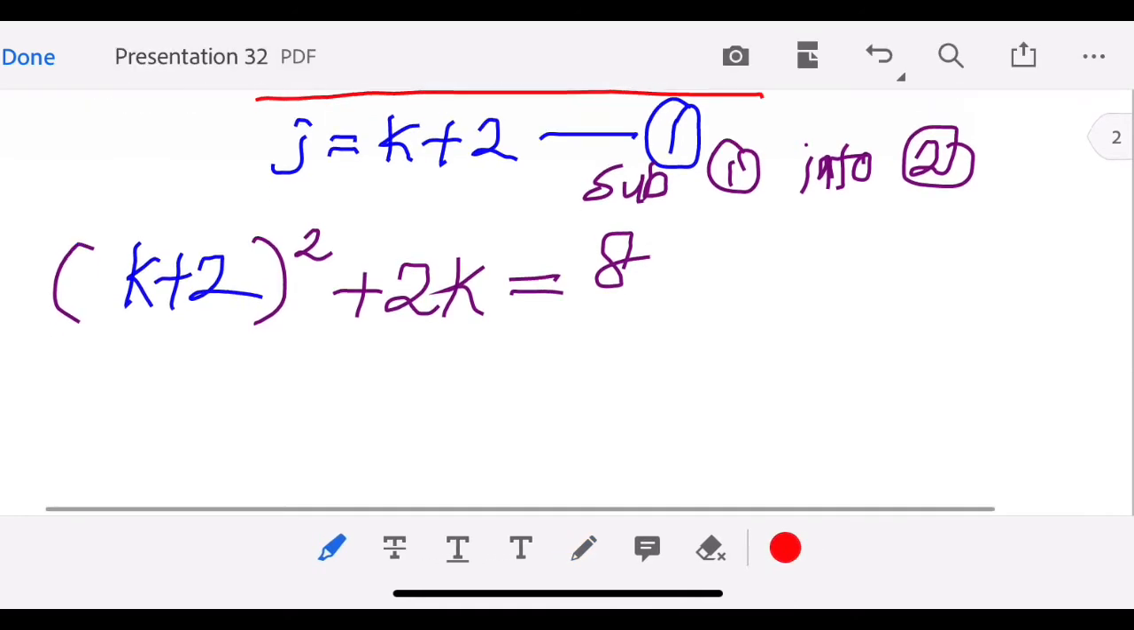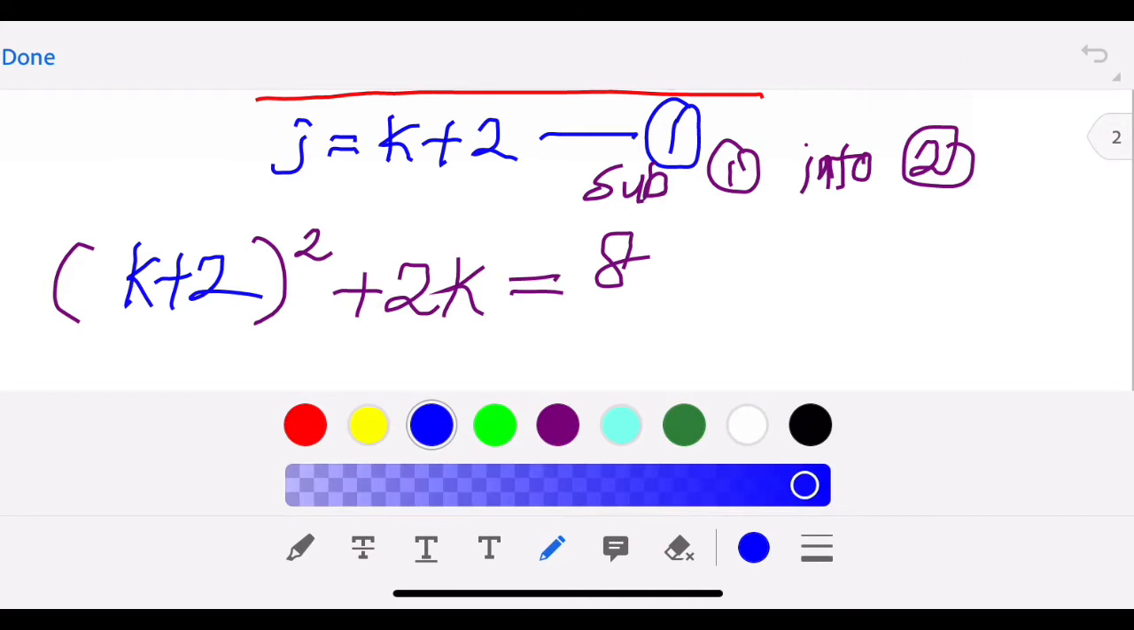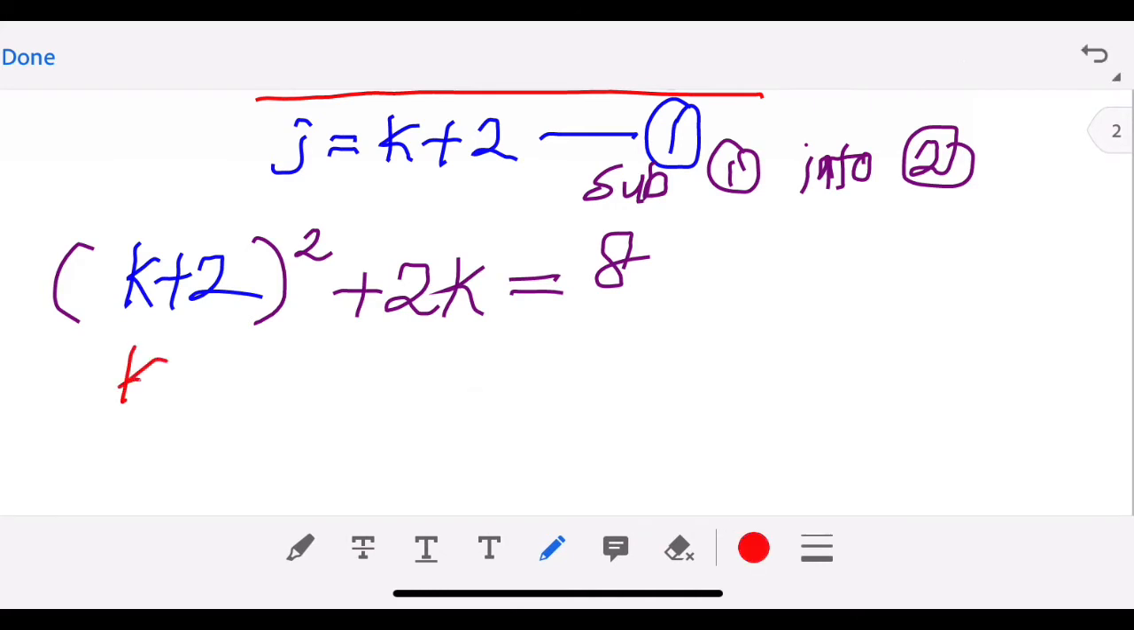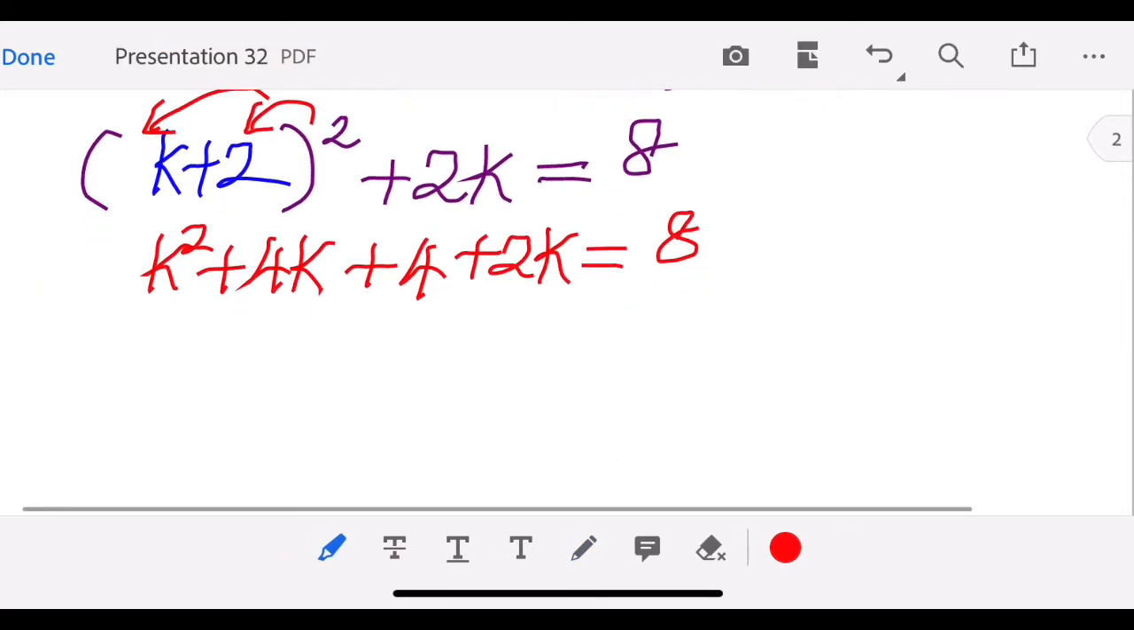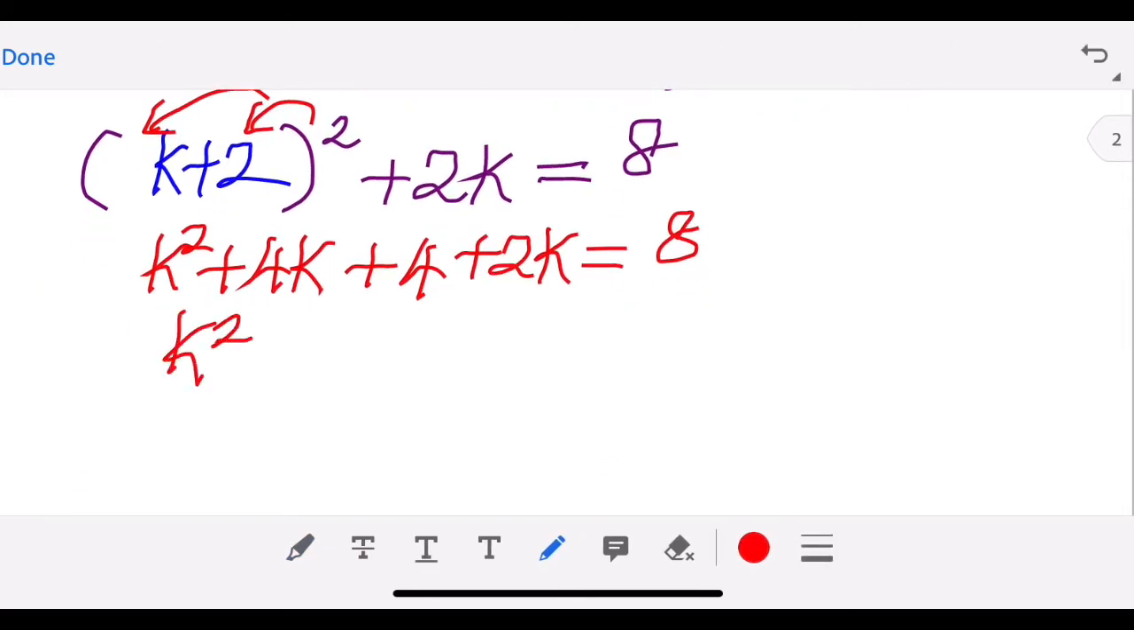After I substitute, I need to expand carefully, right? So now I'm going to expand: k squared plus, normally we just multiply the 2, the number, and the k here, so it becomes 4k, positive, plus 2 squared, which is 4, plus 2k equals 8. I'm sure everyone has no problem, right? Then you should know that you have to arrange in order until you get the equation in general form, right?